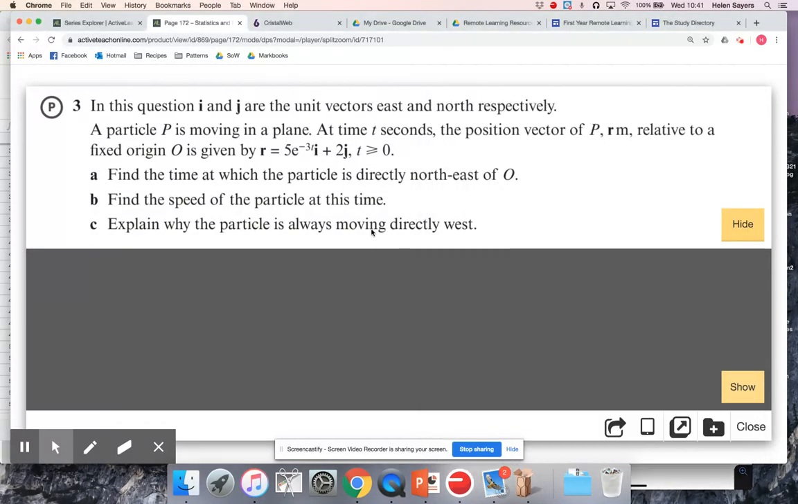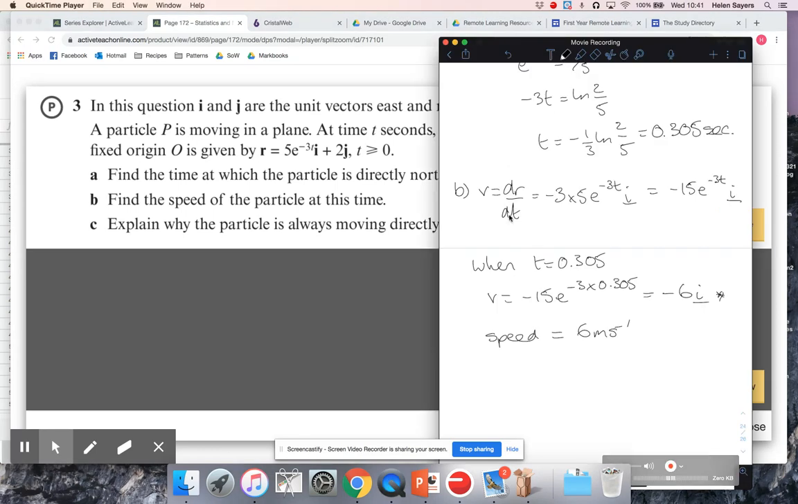Explain why the particle is always moving directly west. Well, that's a relatively straightforward interpretation. Why is it always moving west? Our velocity tells you the way it's moving, the direction it's moving. And how do I know that's always west? Well, west is to the left. So it's always moving directly west for 2 reasons.